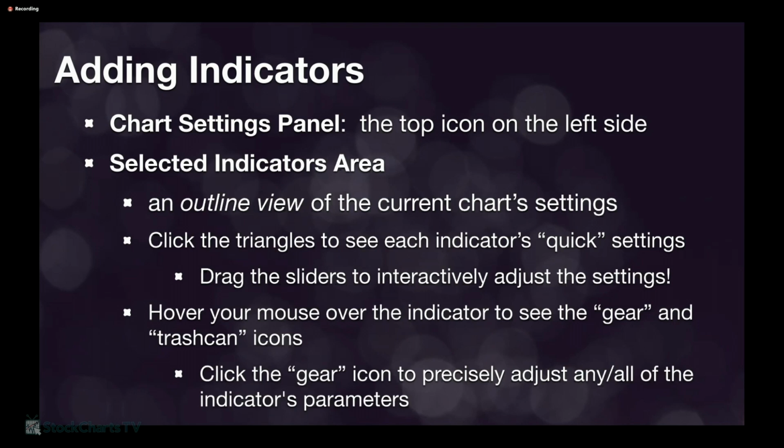Beside each one of these items in that area are little triangles. Just to the left of each item is a triangle. You can click on that triangle and you'll open up what we call the quick settings area for that particular indicator. So if your indicator, for instance, is a moving average, you need to type in a parameter for a moving average. Is it a 50-day moving average, a 200 period, a 10-period moving average, so on and so forth? Well, sometimes you're not entirely sure what you want to type in there. You can use the sliders in these quick setting areas to interactively change those parameters and immediately see the effect of changing those parameters.